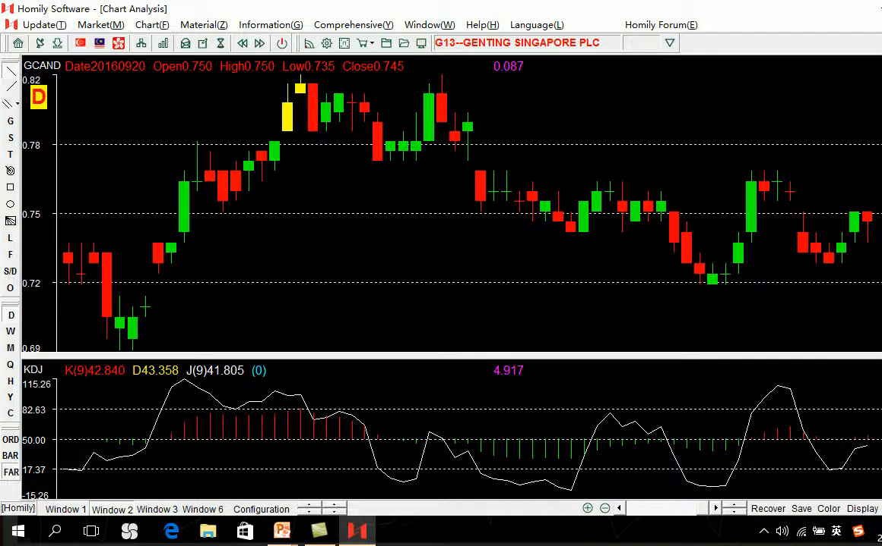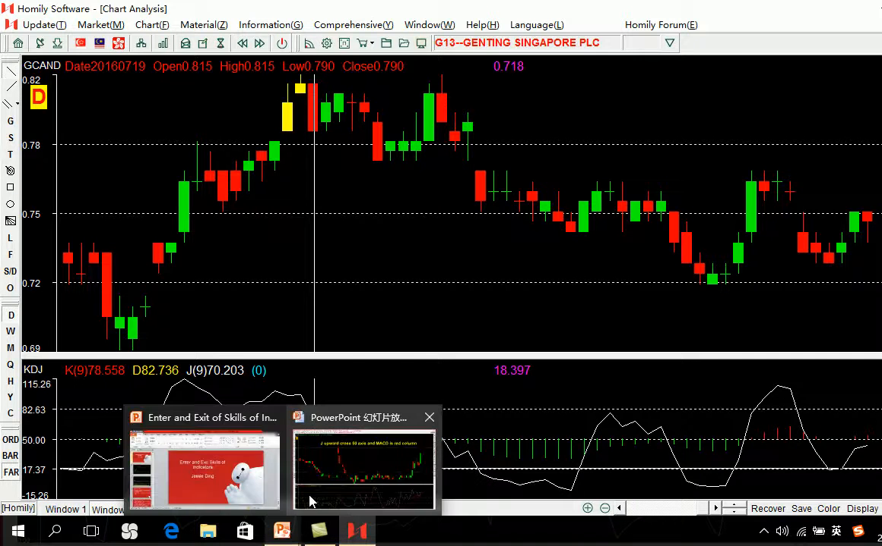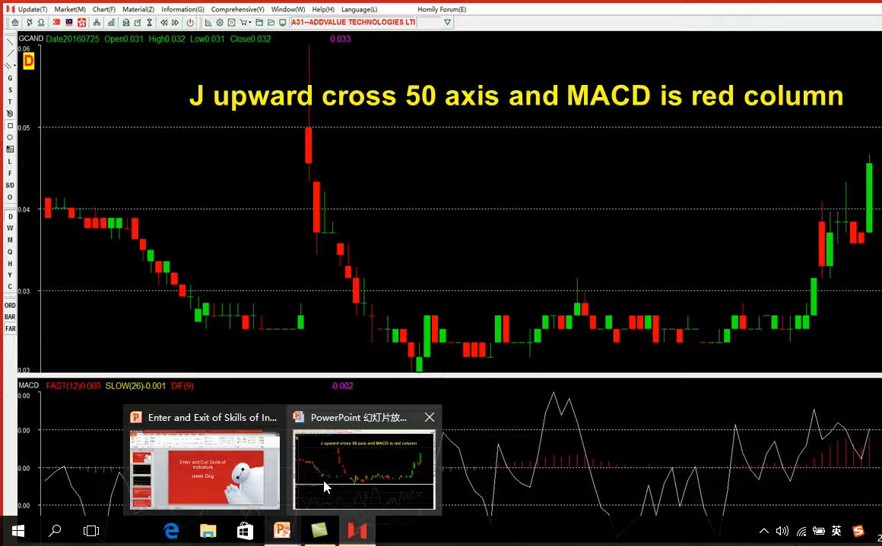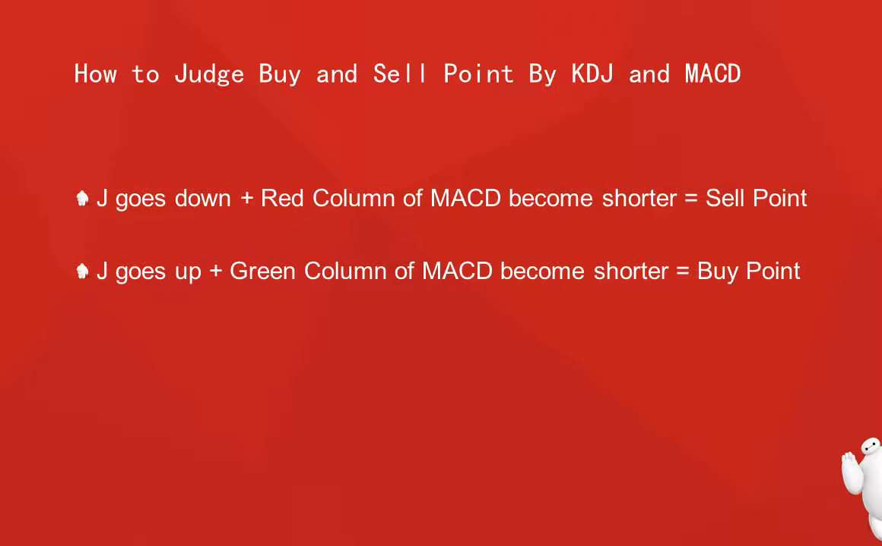Okay, I mentioned that last time I taught you the filter method. Let's practice again and see whether we can filter some stocks or not. After the class, we can see this one. How to judge buy and sell points by KDJ and the MACD.